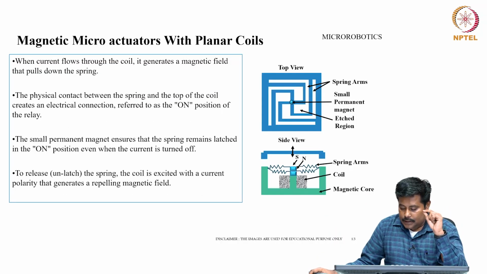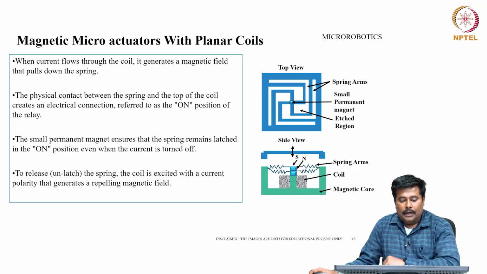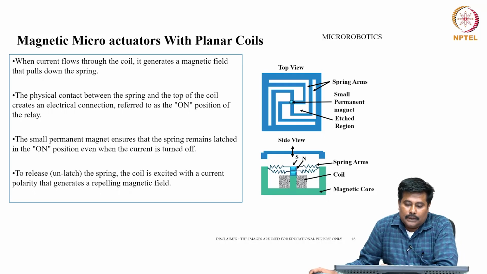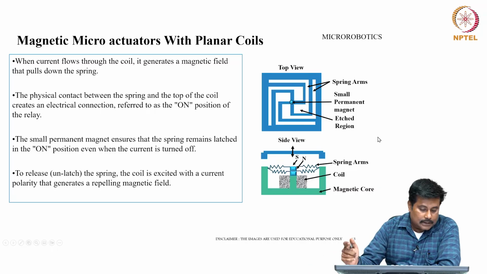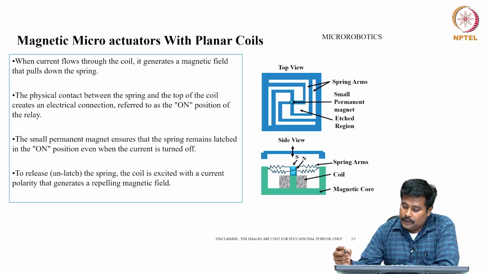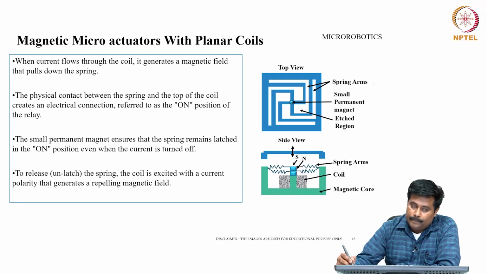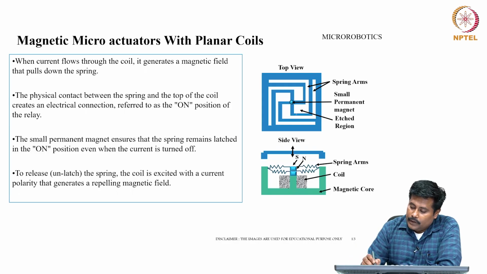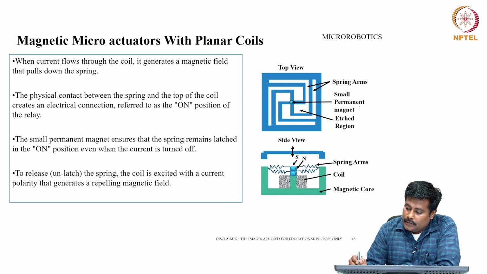This is a specific magnetic micro actuator with a planar coil. So, in this particular case, if we try to understand the overall behavior of it, it has spring arms. These spring arms are interconnected between the stages. Then there is a small permanent magnet which is available, and this is an etch region which is there.